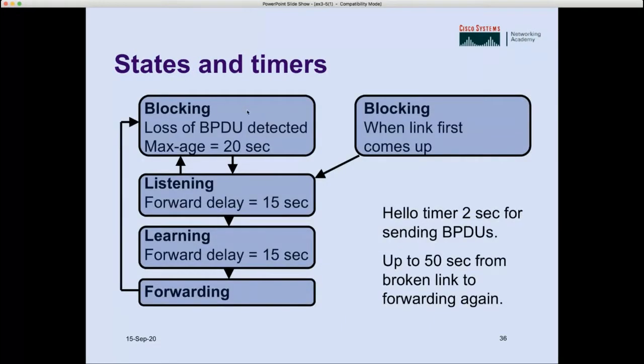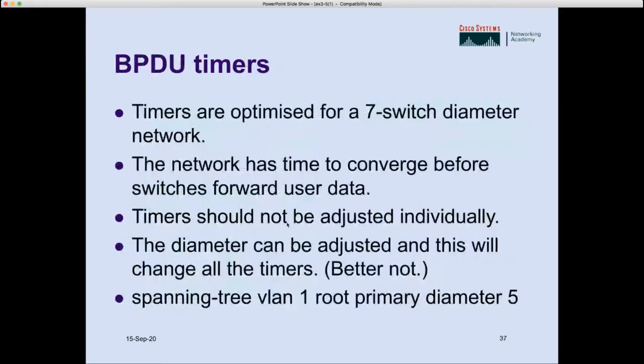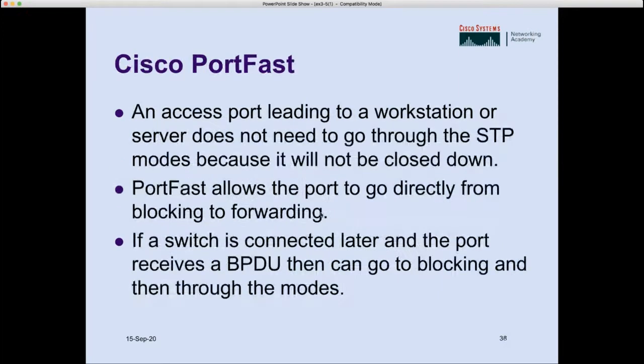So here are our timers. Initially they're in the blocking state, and it takes about 20 seconds to pass through. Then they're in the listening state for 15 seconds. Then they're in the learning state, where they're actually listening and putting MAC addresses into their MAC address table. This adds up, let's see, I only went to public school, 20 plus 15 plus 15. That's 50 seconds. And then they're in the forwarding state. So it takes about 50 seconds: the light turns amber when you first plug the wire in, and after about 50 seconds it turns green and you can actually forward data back and forth. This is for a seven switch diameter network. Timers shouldn't be messed with at a CCNA level.